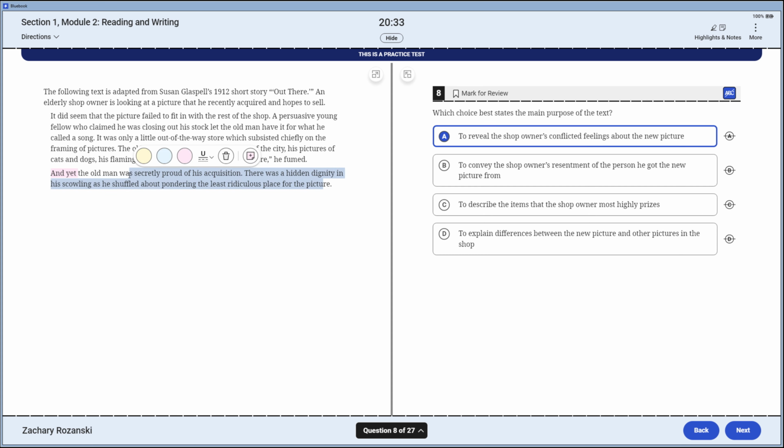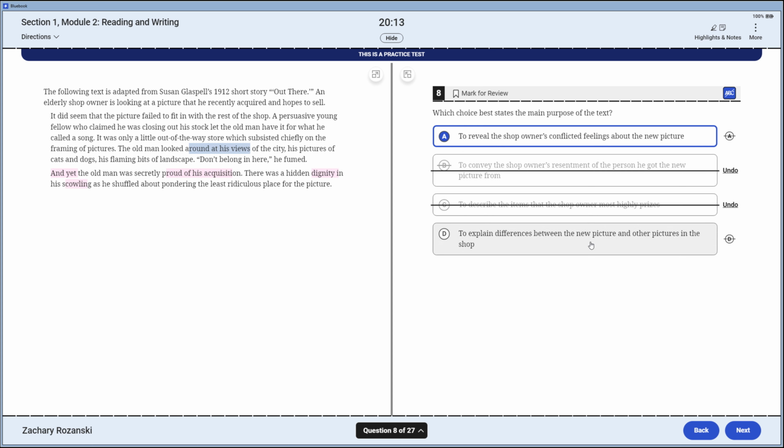B says something about resentment for a person. This doesn't engage with the person at all. As I skim through here, we just got the notion of a dude, but nothing that seems to be negative. Take him off the table. Describes the items that the shop owner most highly prizes. Nope, it doesn't engage with my signal element. We end on this note that he has this little taboo love for whatever this weird thing is that he found or that he acquired.